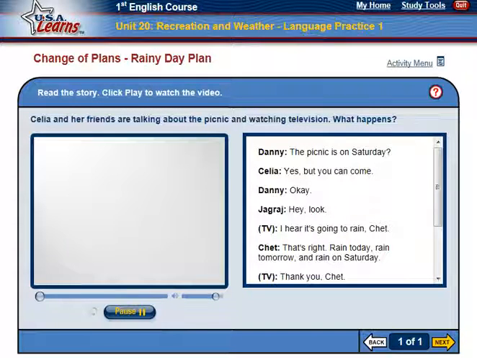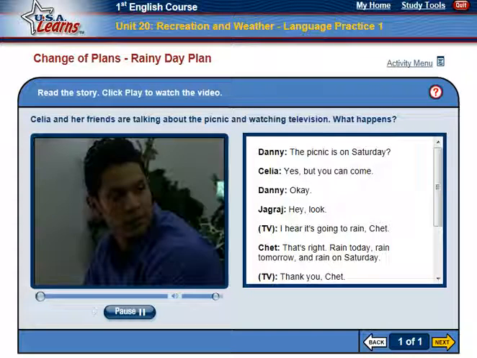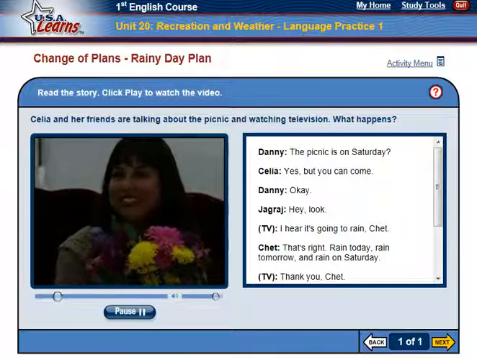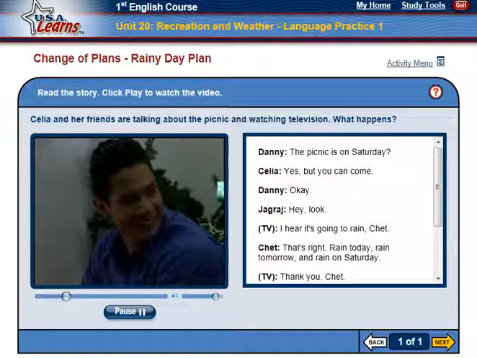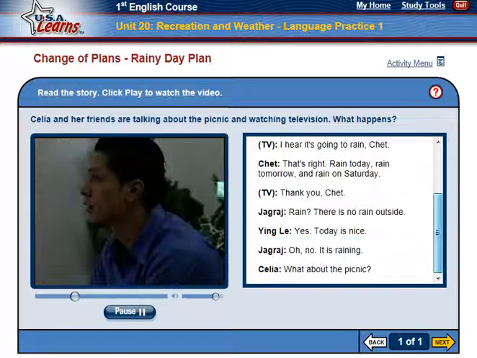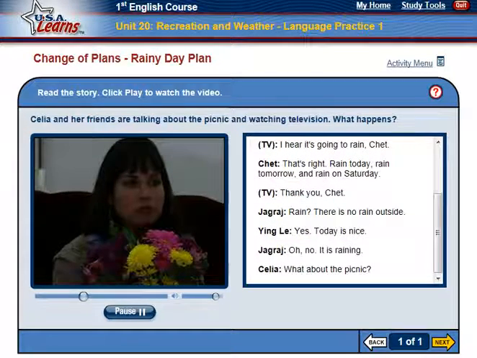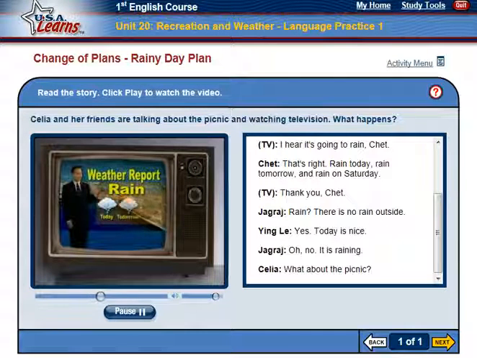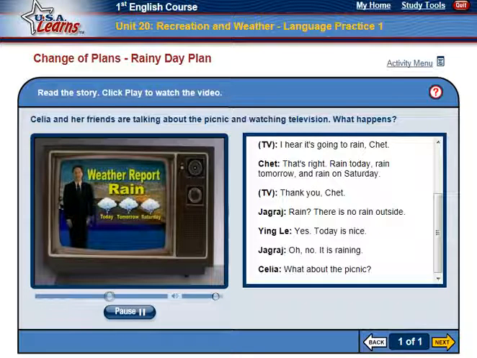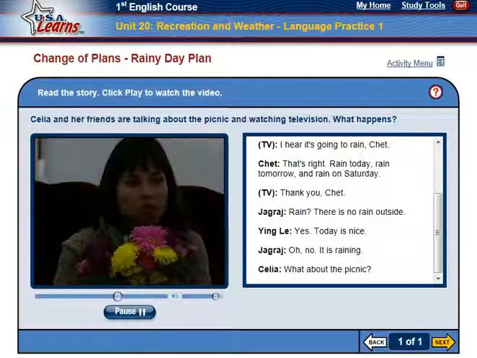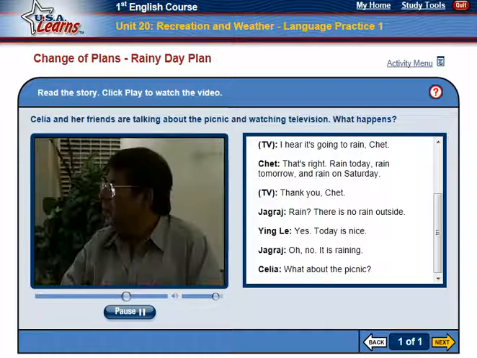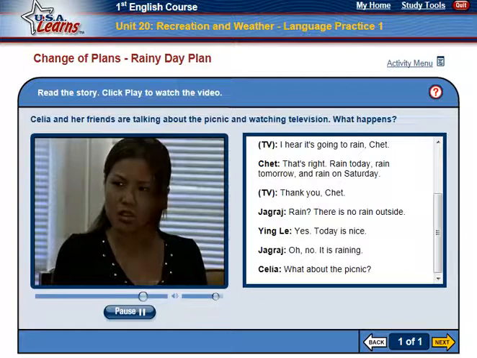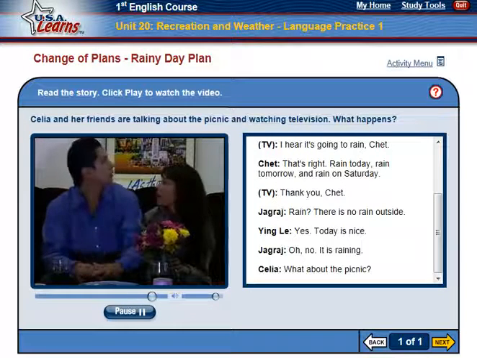The picnic is on Saturday? Yes, and you can come. Okay. Hey, look. It's time for the weather report. I hear it's going to rain, Chet. That's right. Rain today, rain tomorrow, and rain on Saturday. Thank you, Chet. Rain? There is no rain outside. Yes, today is nice. Oh, no. It is raining. What about the picnic?